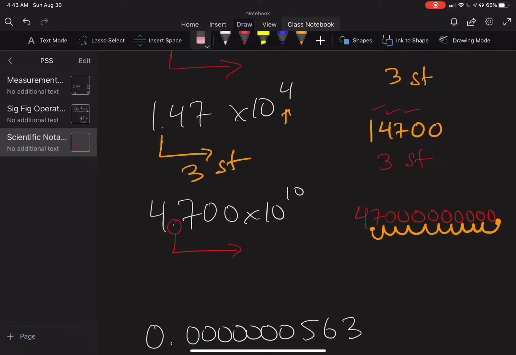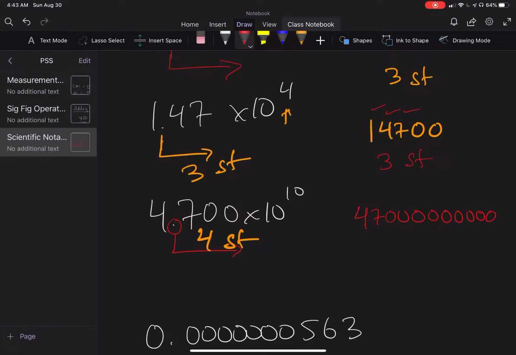Now in terms of sig figs, 4.700 had 4 sig figs. Now we're not going to actually write the decimal over here, because if we wrote in this decimal right here, we'd be saying we have 11 significant figures, and that's not true. I just erased a 0.